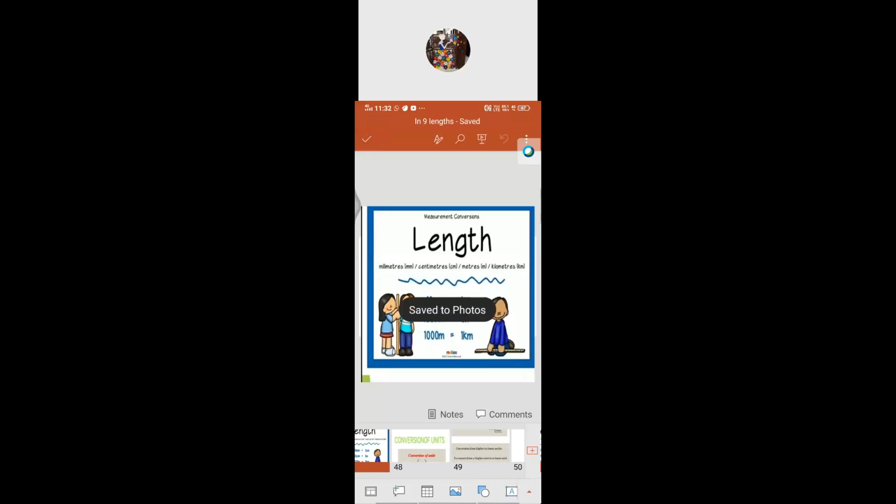Okay, 1 kilometer is equal to how many meters? Children, you have to type in your chat box. 1 kilometer is equal to 1000 meters. 1 meter equals 100 centimeters. 1 centimeter equals 10 millimeters. Okay? Are you thorough with that? Then it is easy for us to do this one.